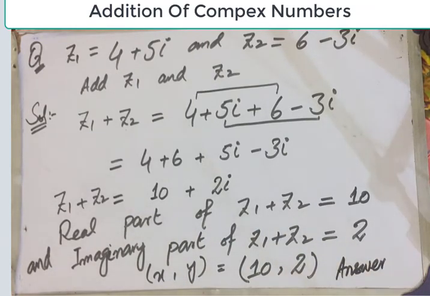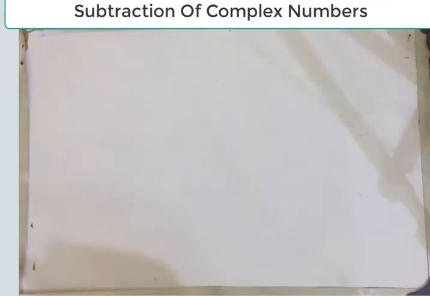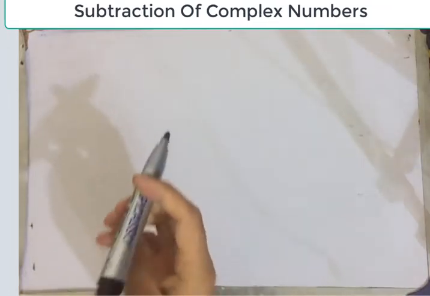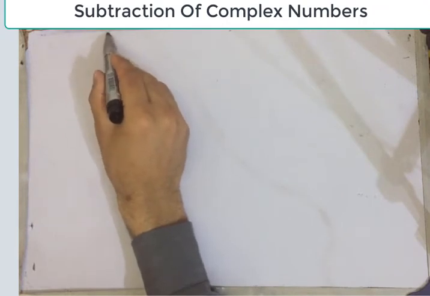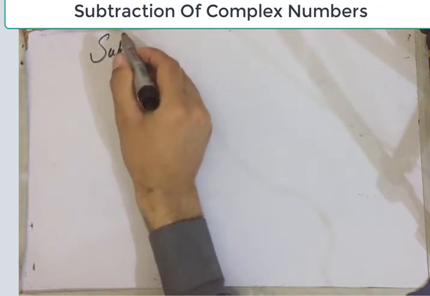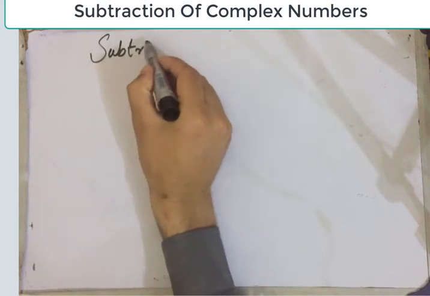Our next method is subtraction of complex numbers. So let's see how to subtract complex numbers. First we will solve the general method for subtraction of complex numbers.